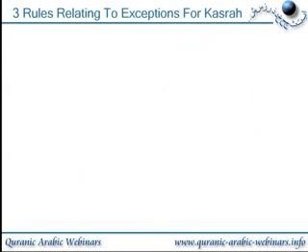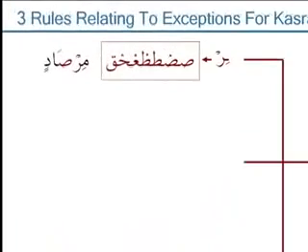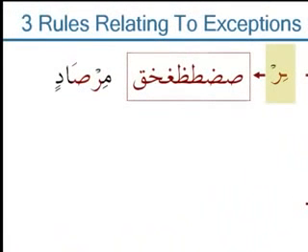So they're linked to the sound of kasra. So you've got 3 rules related to Kasrah, but they're exceptions because in this case the Ra is still going to be tafkhim. So the first one is if you've got the letter Ra when it's sakin and it's preceded by Kasrah, but it's followed by one of the tafkhim letters, i.e. sad, dad, ta, dha, ghain, kha or qaf. So Ra sakin preceded by a kasra sound but followed by one of the tafkhim letters. In that case the Ra will still be heavy tafkhim.